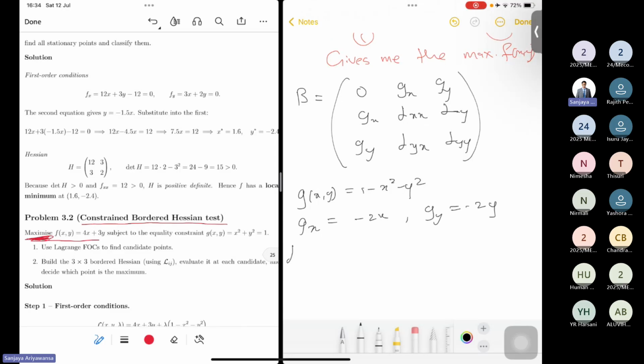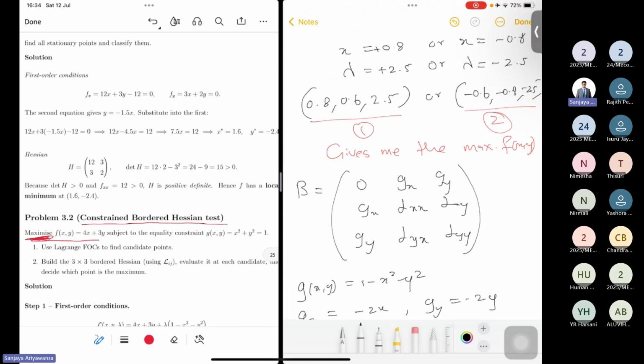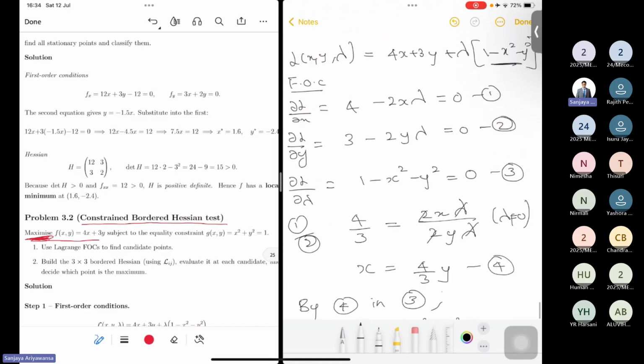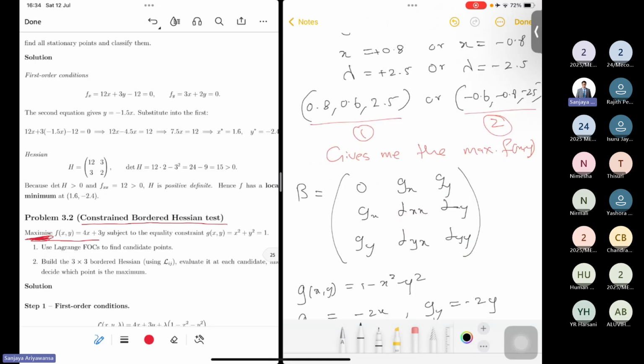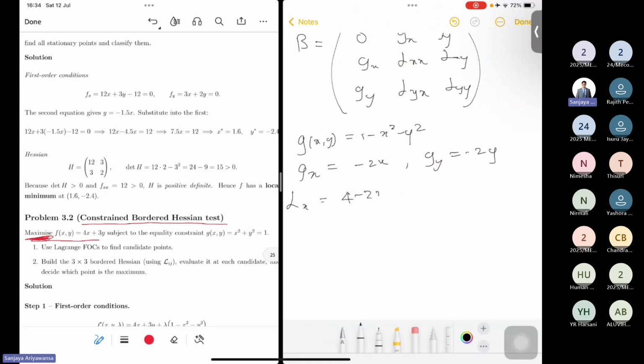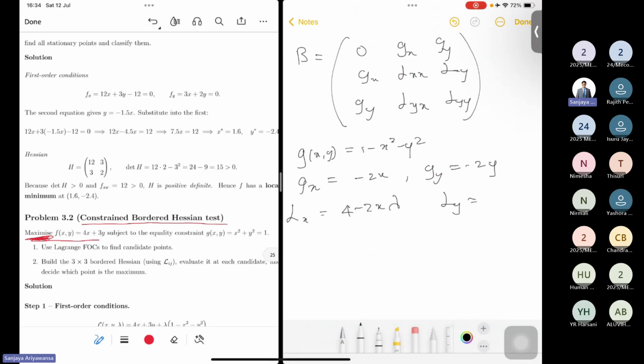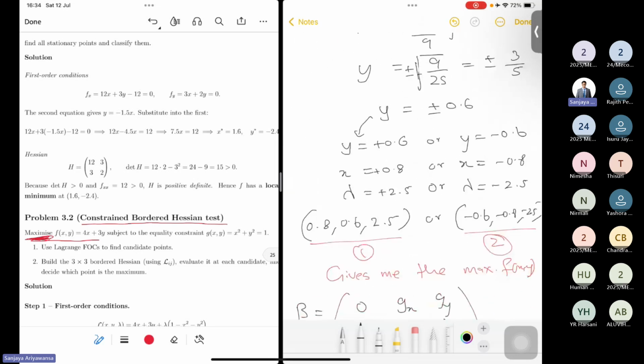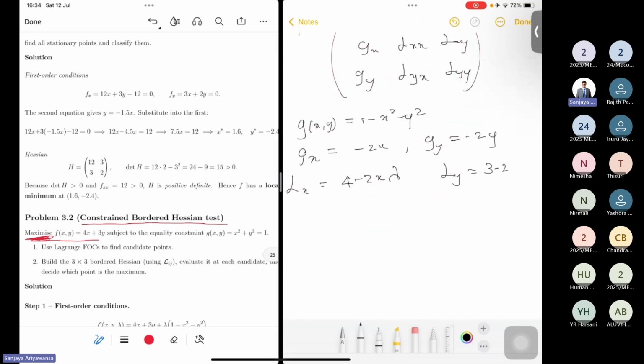And then for my Lagrangian, L of x I have already calculated. What was L of x? L of x is 4 minus 2x lambda. What was L of y? I think it was 3 minus 2y lambda. So from this, I can calculate Lxx, which is minus 2 lambda. Lyy is again minus 2 lambda, and Lxy, which is also equal to Lyx, is equal to 0.